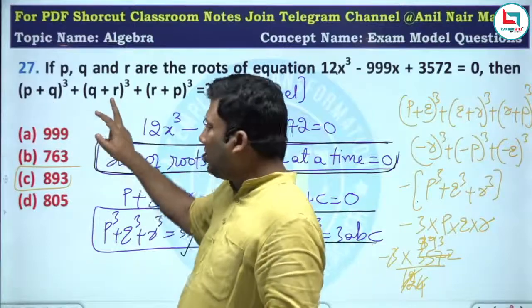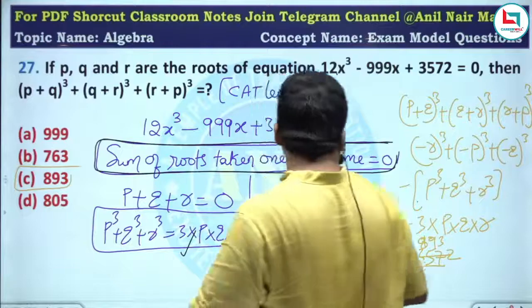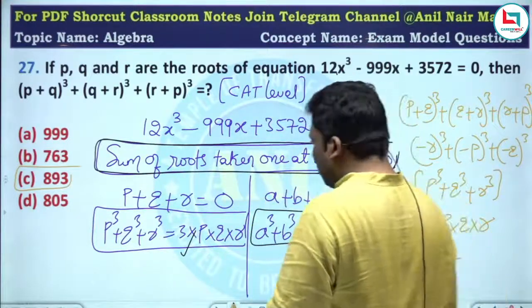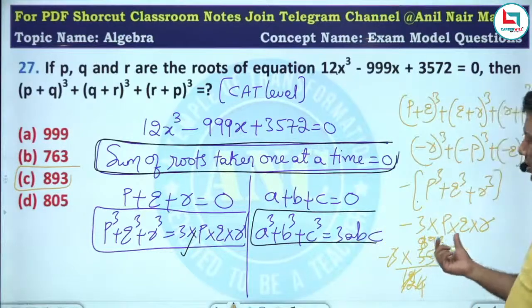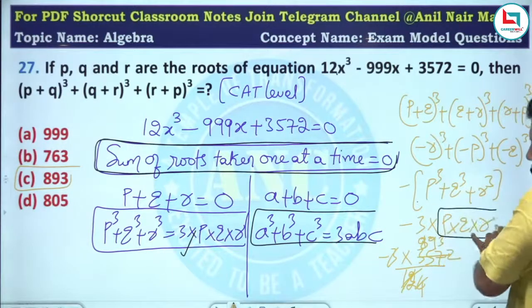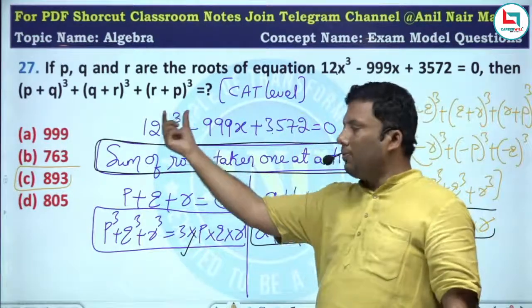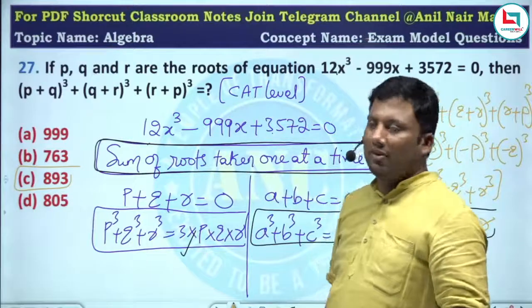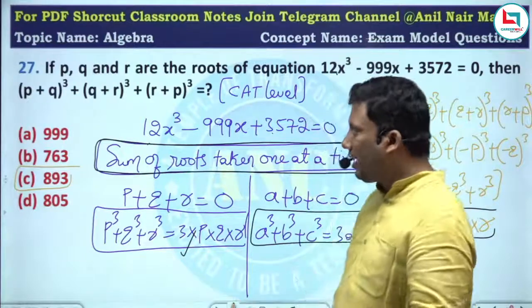P plus Q is minus R. Q plus R is minus P. R plus P is minus Q. Taking the minus out, R cube plus P cube plus Q cube is equivalent to 3 into P into Q into R. Just a substitution. What is P into Q into R? The product of the roots is given by the constant divided by the coefficient of the highest power, 3572 by 12. I hope the idea is very, very clear to you.